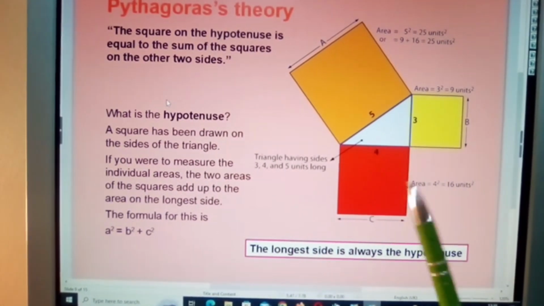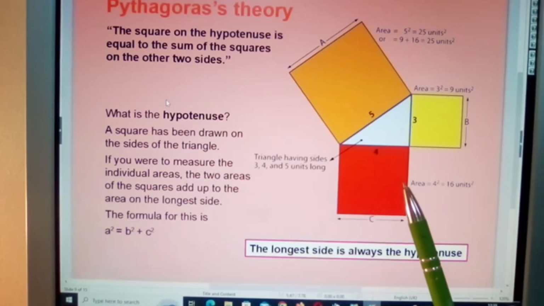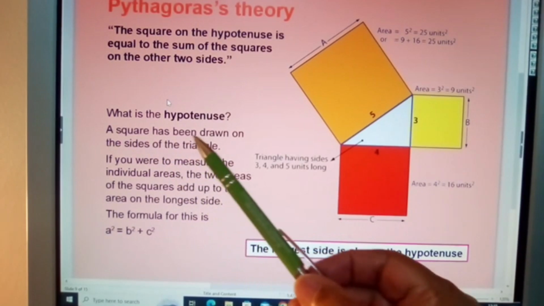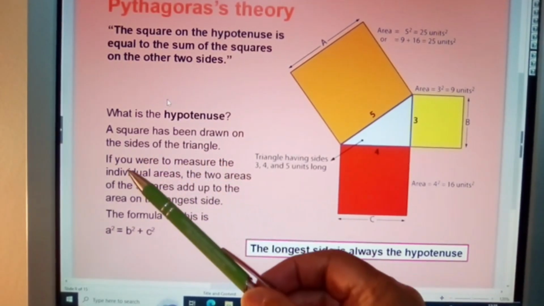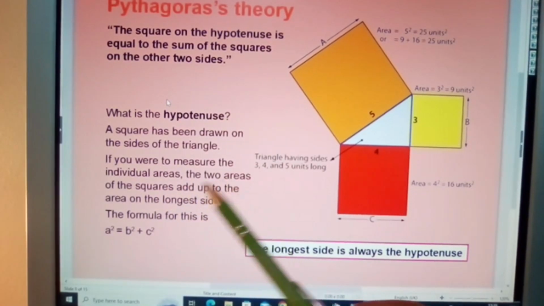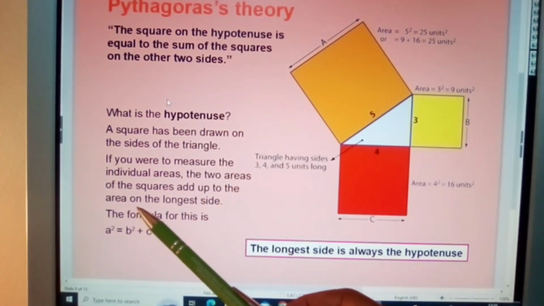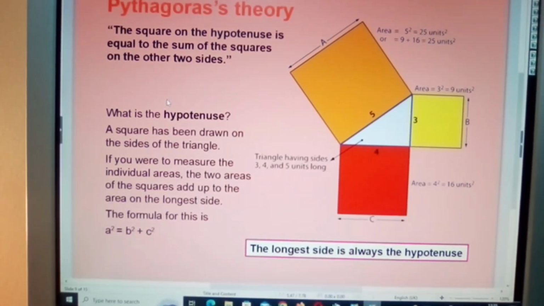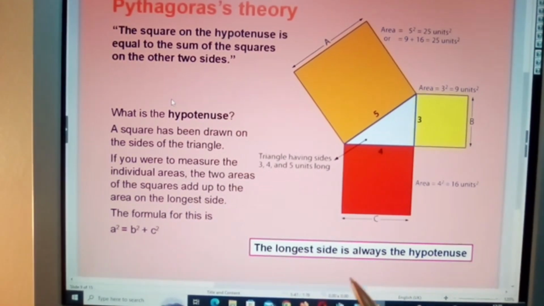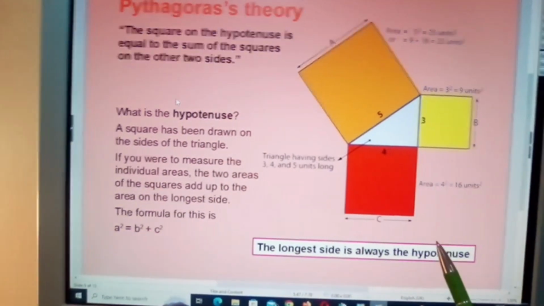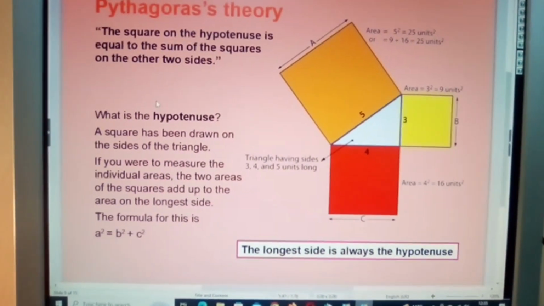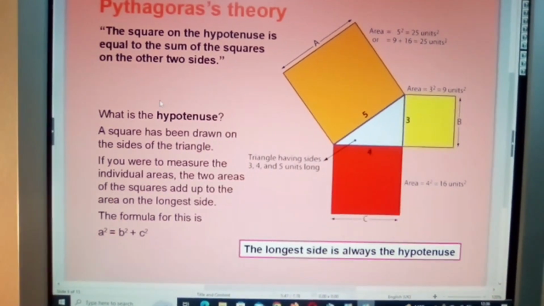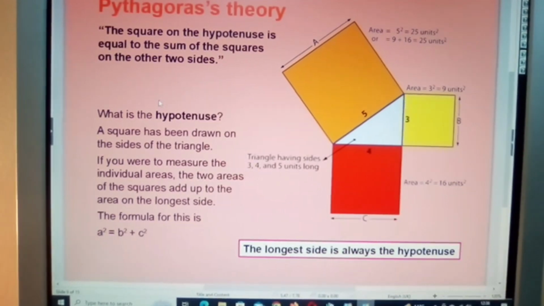Now write this out for yourself and make sure you understand the concepts behind it. What is the hypotenuse? A square has been drawn on the side of the triangle. If you were to measure the individual areas, the two areas of the squares add up to the area on the longest side. The formula for this is a squared equals b squared plus c squared. The longest side is always the hypotenuse. It does not change. I can turn it upside down, I can turn it around, any way you like, it will still be the hypotenuse.